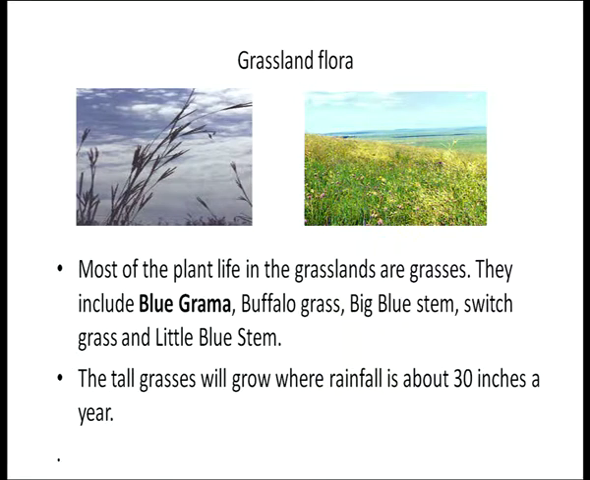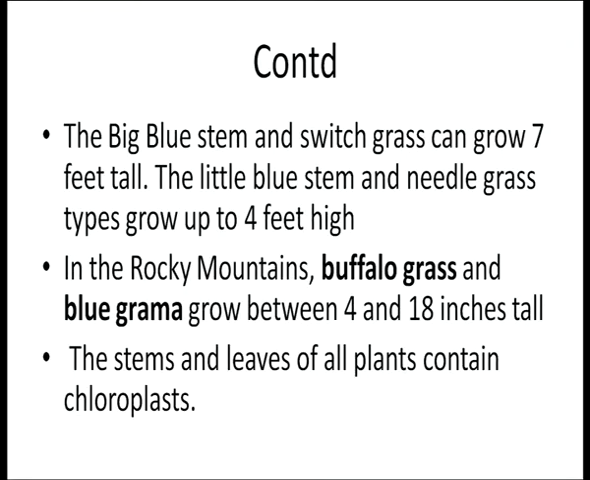Most of the plant life of the grassland is grasses. They include blue grama, buffalo grass, big bluestem, switch grass, and little bluestem. The tall grasses will grow where the rainfall is about 30 inches a year. The big bluestem and the switch grass can grow up to 7 feet tall. The little bluestem and the needle grass types grow up to 4 feet high. In the Rocky Mountains, buffalo grass and the blue grama grass are between 4 to 18 inches tall. The stem and the leaves of the plants contain chloroplast for the process of photosynthesis.